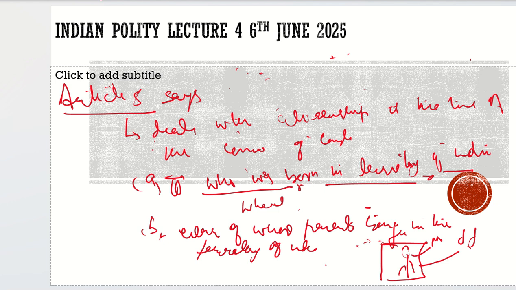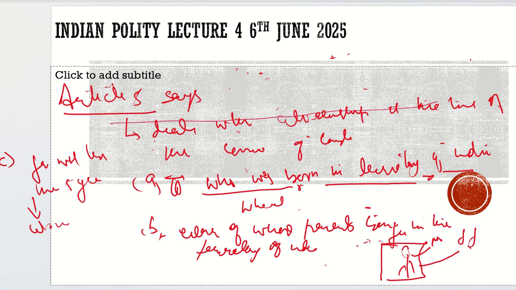Then the third, what is the third criteria? Let me write it here. The third criteria is, who has been ordinarily resident in the territory of India for not less than 5 years. If you are staying in India for not less than 5 years, then you are a citizen of India. You are eligible to be a citizen of India. So these were the conditions highlighted by Article 5 for you to be a citizen of India.